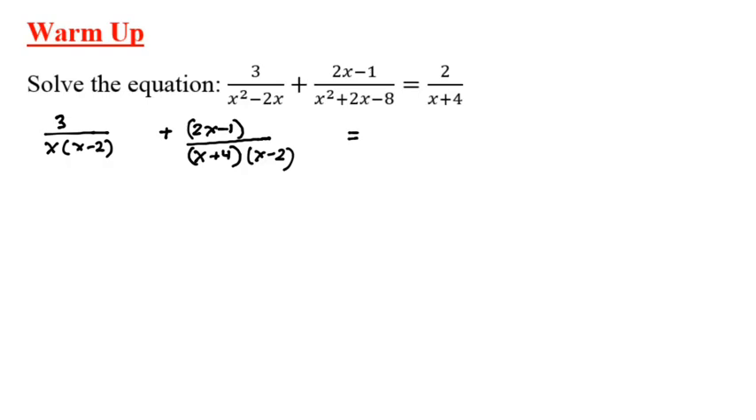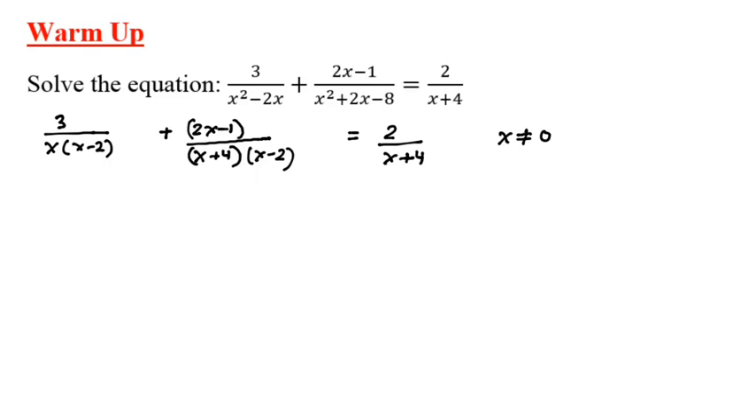Then equal to, we have 2 divided by x plus 4. By looking at the denominator, you can clearly tell that x cannot be 0, because if x is 0, the denominator will be 0 in the first term and the fraction does not exist, and given equation has no solution.